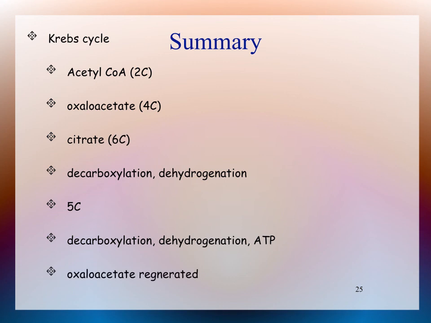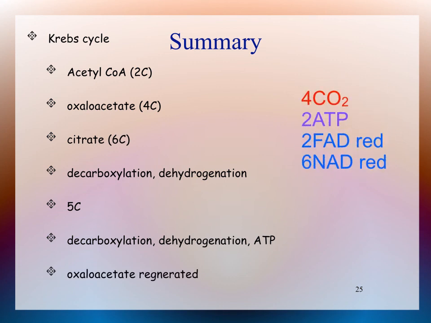So what are your products? You have 4 carbon dioxide, 2 ATP, 2 reduced FAD, and 6 reduced NAD. And that concludes our lesson, the end.